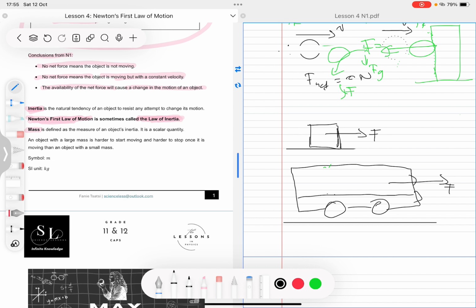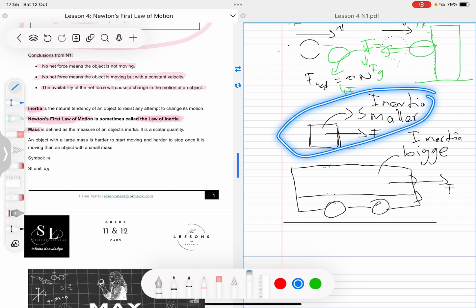So what I'm saying is that the inertia, the resistance here on the box, is small, and here it's much bigger, right? Remember, inertia is the resistance to change in motion. So when you compare these two objects, the inertia here is much smaller compared to here. This tells you that this object has a small inertia because it's small in size, and this one has a bigger inertia because it's much bigger in size.